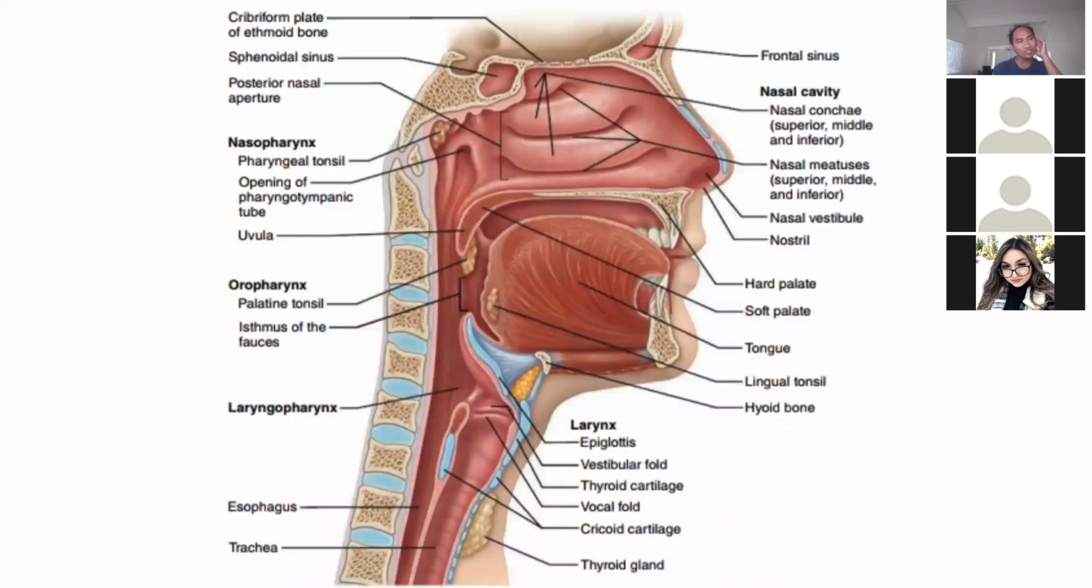And look at our respiratory tract at the nasal cavity.